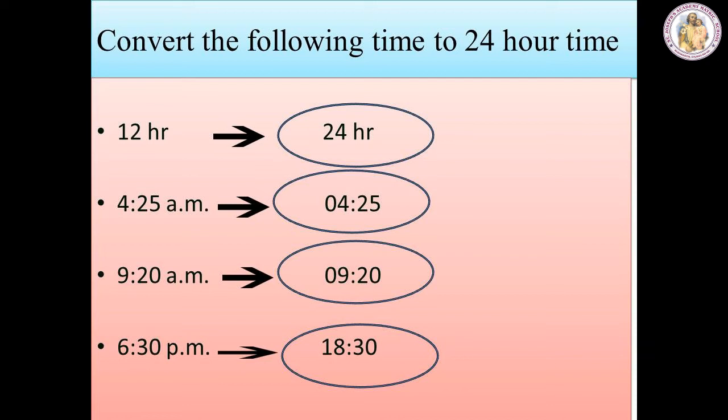For 6:30 PM, we have to add 12 hours. If we add 12 to 6, we get 18 hours. The minutes don't change. The same 30 minutes will come. Up to 12 noon, the timing stays the same. Only after 12 noon, 12 is added to the hours.